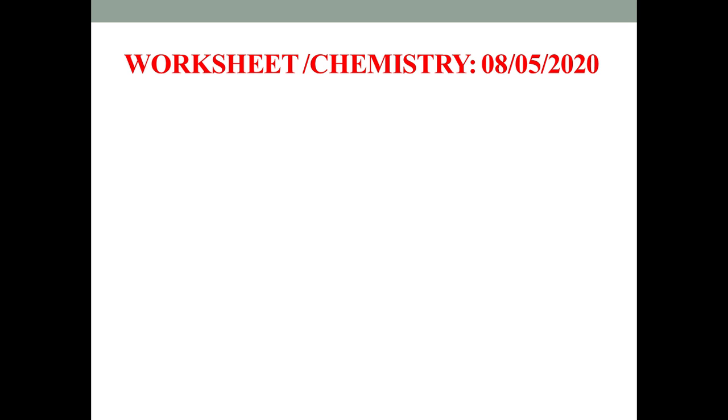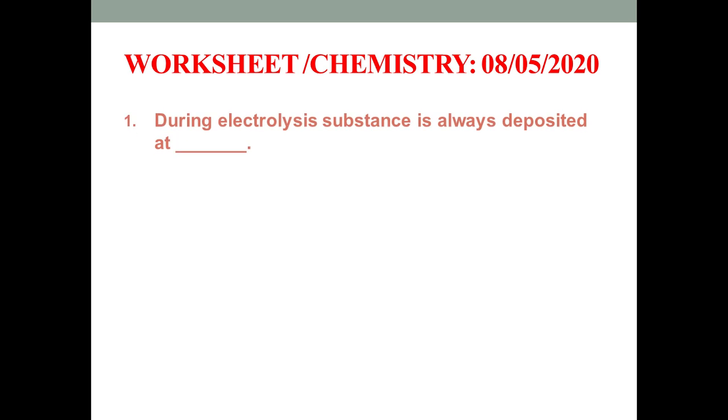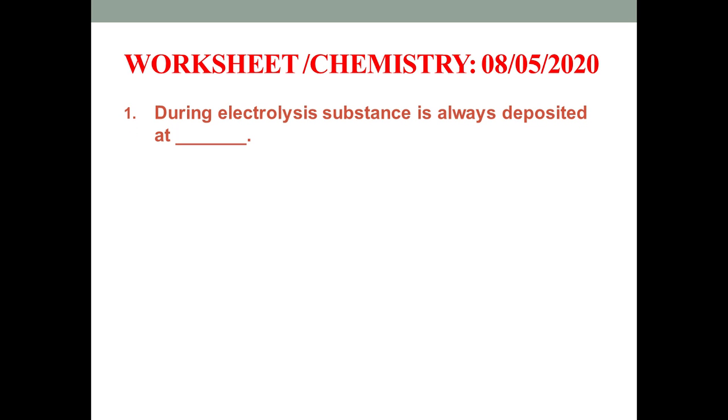We made a small worksheet for you. You have to note this. This worksheet includes two numerical questions also, so you have to note the answers along with the questions and along with the date. The first question is: during electrolysis, substance is always deposited at which electrode? Cathode will be the answer.